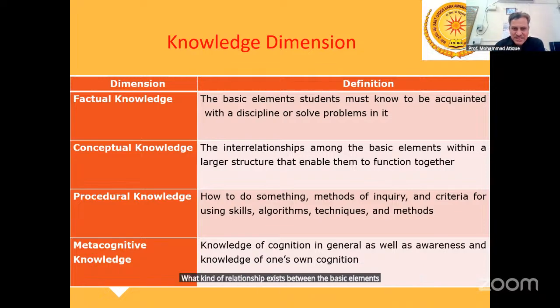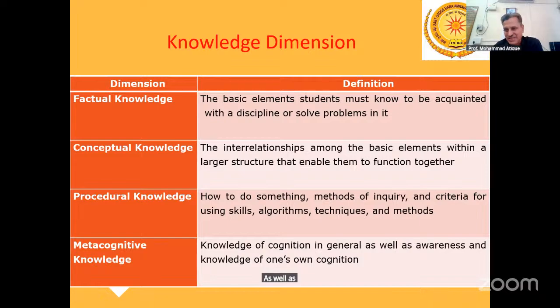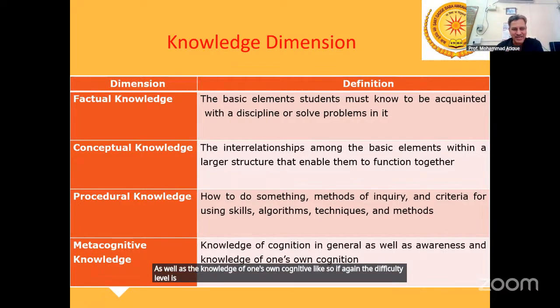And if you look at procedural knowledge, that is how to do something, the methods of inquiry and so on. And metacognitive talks about the knowledge of cognition as well as the knowledge of one's own cognitive behavior. Again, the difficulty level is lowest at the factual level, and at the metacognitive level it is the highest.